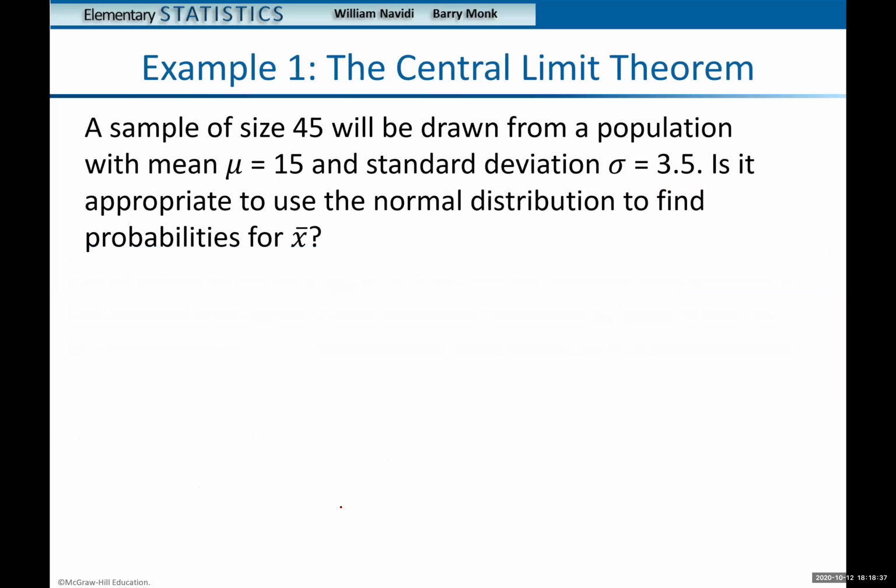Okay, let's check this example here. A sample of size 45 will be drawn from a population with a mean mu of 15 and a standard deviation of 3.5. Is it appropriate to use the normal distribution to find probabilities of all the means? What do you think?